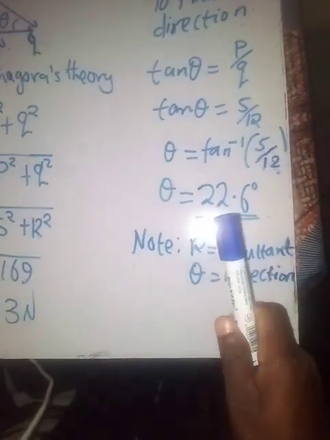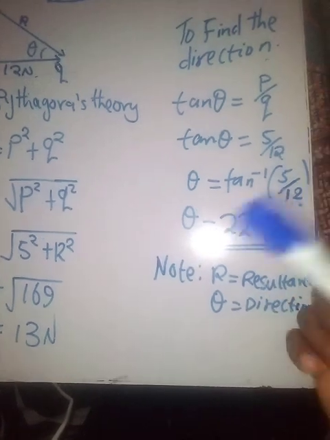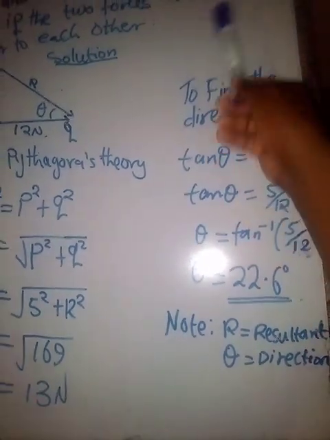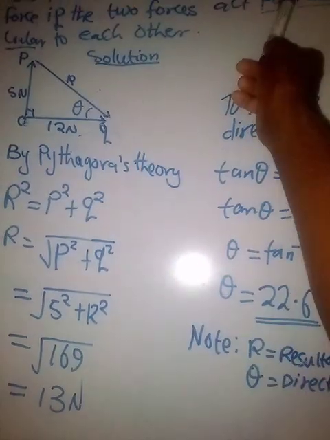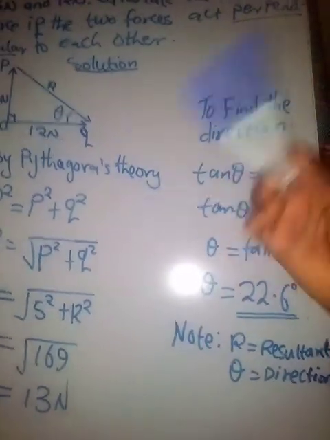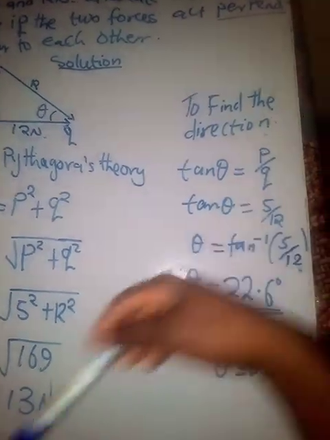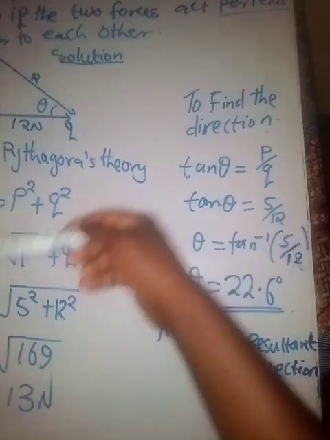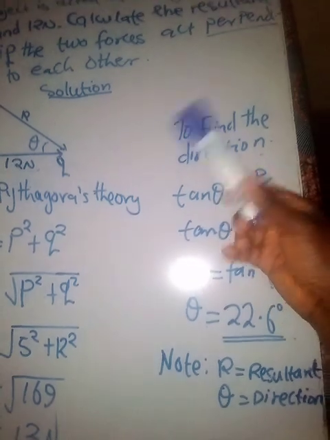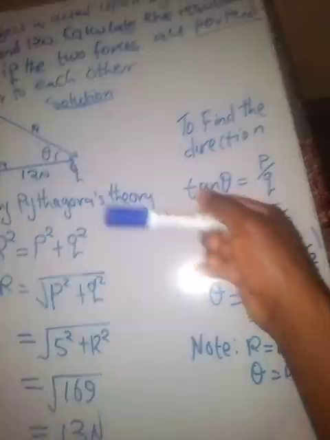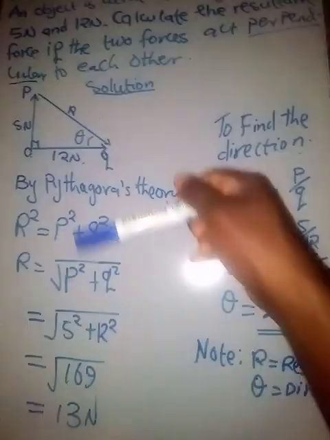In the question we just finished solving, the angle of inclination is 90. The two forces act perpendicular, that's to say at angle 90. The question now is, what if the angle is less than 90 or greater than 90? Are we going to still apply the Pythagoras principle? Watch the next video. You will see how it is solved when the angle is less or greater than 90.